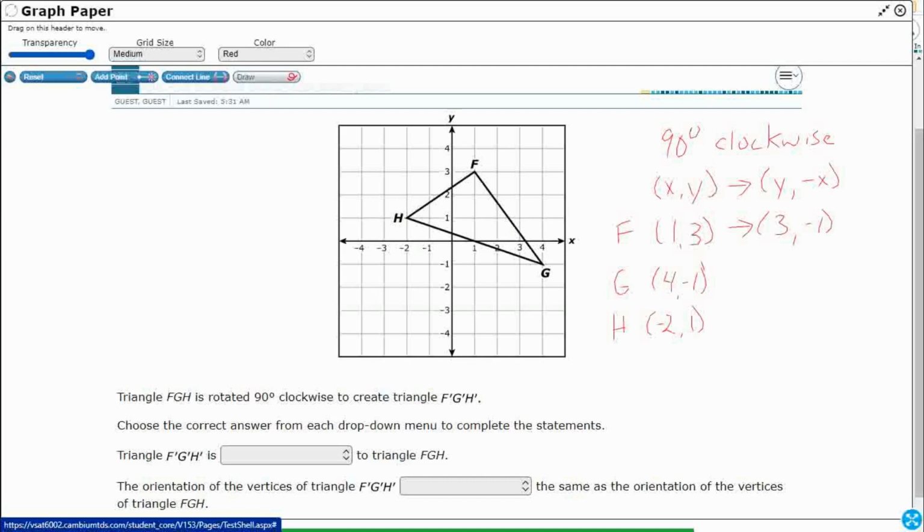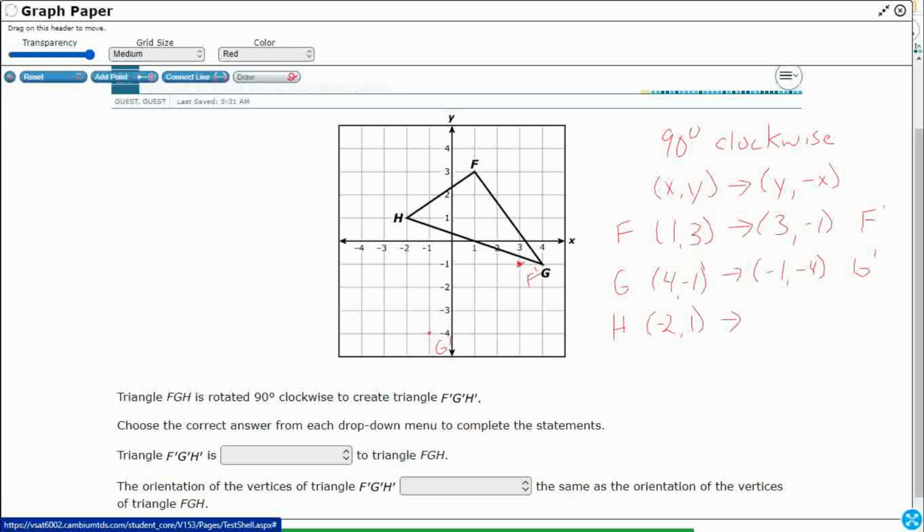So let's see what that looks like. That's my F prime right here, right? So that's going to be (3, negative 1). All right, so let's put that right there, and that's going to be my F prime. Right now I'm going to do my G, so my negative 1, and my 4 goes to the back, it becomes negative, so that's going to be my G prime. So (negative 1, negative 4), way down there, G prime.